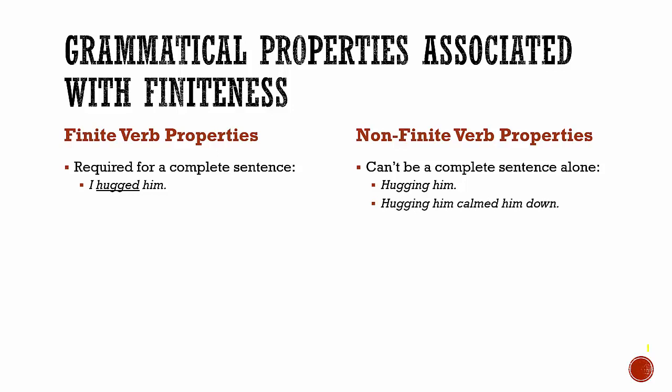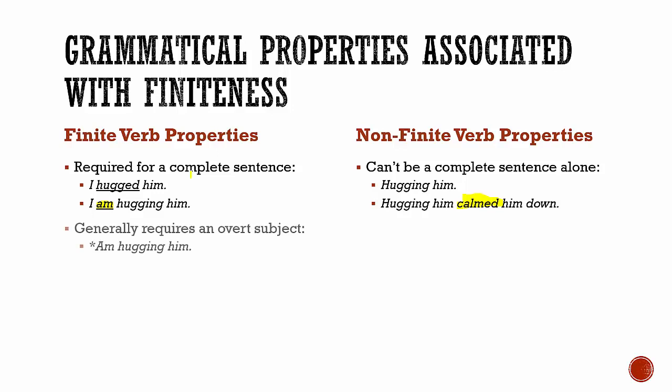Instead, we need to make it part of a larger sentence, like "Hugging him calmed him down," or "Hugging him, I discovered that..." So when we've tied it into part of a larger sentence, we now have a complete sentence because somewhere else in the sentence we have a finite verb, like "calmed," which is preterite. Or "I am hugging him," where again the "am," because it's present tense, gives us a finite verb and allows us to have a complete sentence.